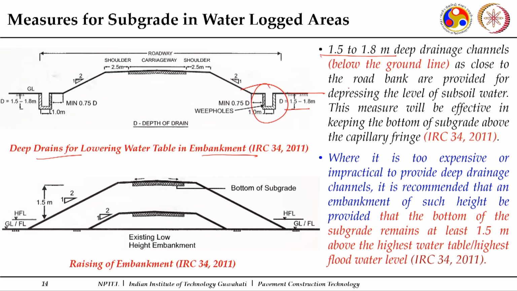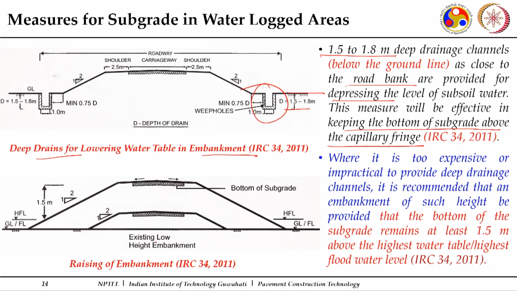Now, these, as close to the road bank, are provided for depressing the level of subsoil water, and weep holes are provided. So, any water which is there will enter into this particular channel instead of entering into your embankment and your subgrade. So, instead of disturbing, I am providing this easy path for the collection and removal of the subsoil water. This measure will be effective in keeping the bottom of the subgrade above the capillary fringe. So, this is one way I can do. This will help me especially when waterlogged areas are there.